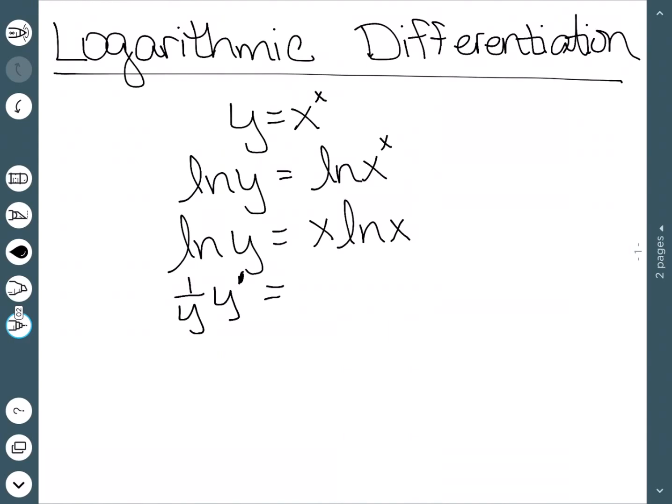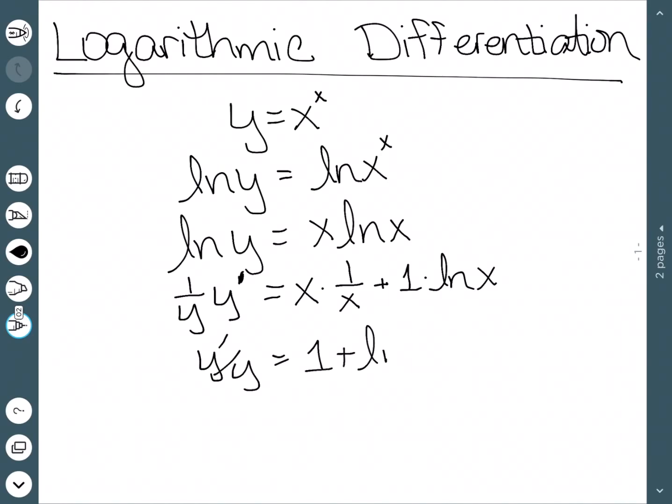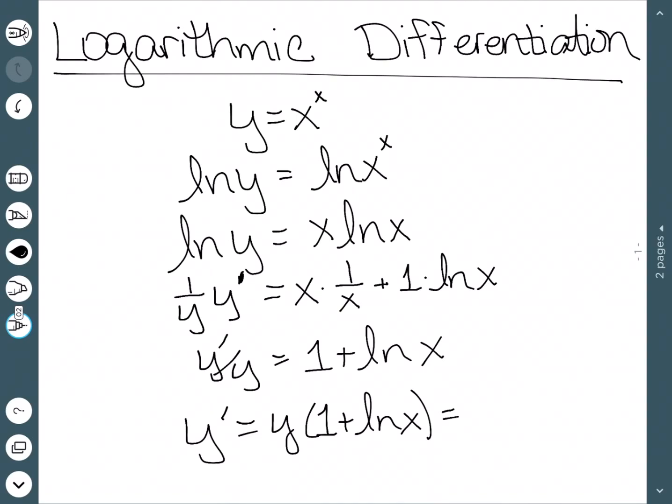On the right, we have a product rule. The first times the derivative of the second plus the derivative of the first times the second. So this is now y prime over y equal to 1 plus ln of x. Multiplying both sides by y gives me y times 1 plus ln x. And when we're dealing with logarithmic differentiation, we don't want to leave it like this. Instead, remember, y is equal to x to the x power. So I'm going to rewrite this as x to the x power times 1 plus ln x. And this is the basic idea behind logarithmic differentiation.